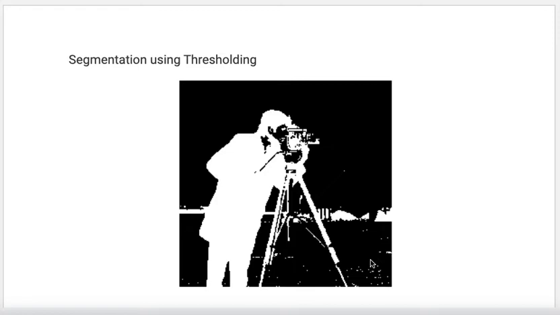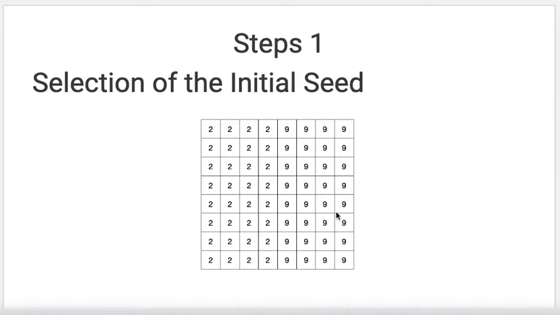This I have to remove. I should not get this kind of isolated region. I should get only the wanted region, which I call a coherent region. This is achieved by using the region growing algorithm. The region growing algorithm involves three steps. Step 1, you have to select the initial seed.